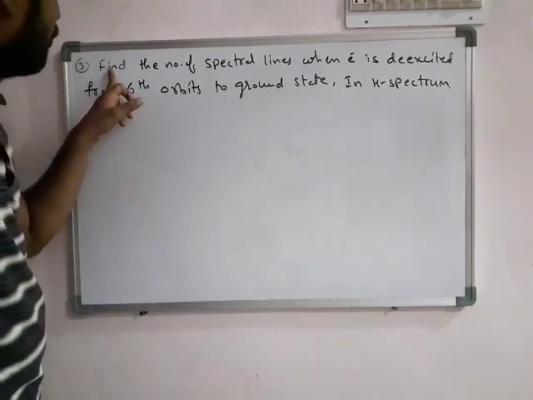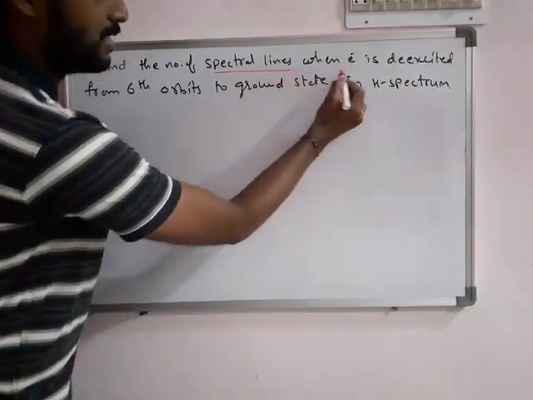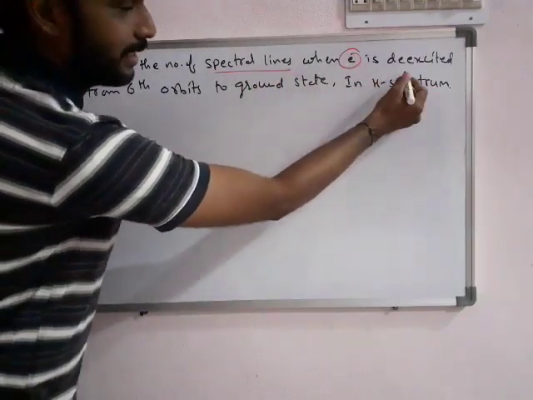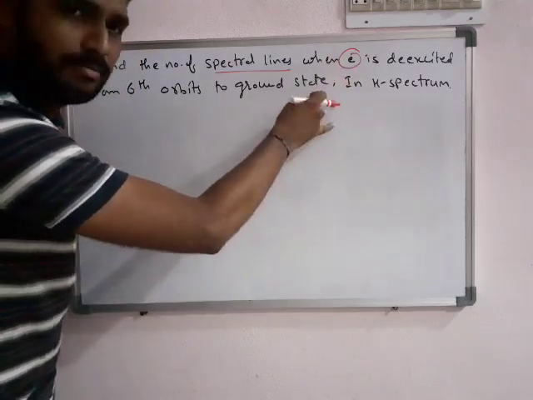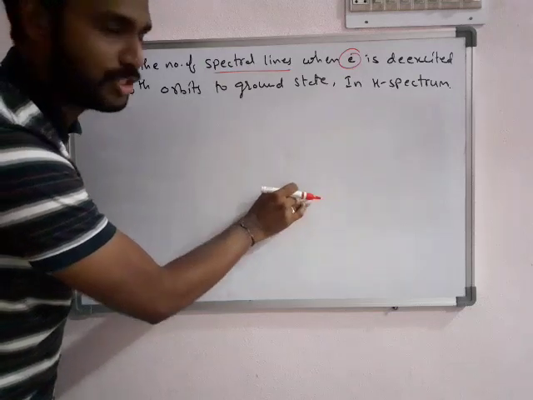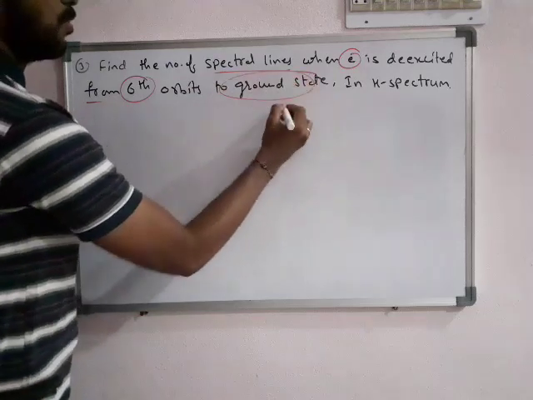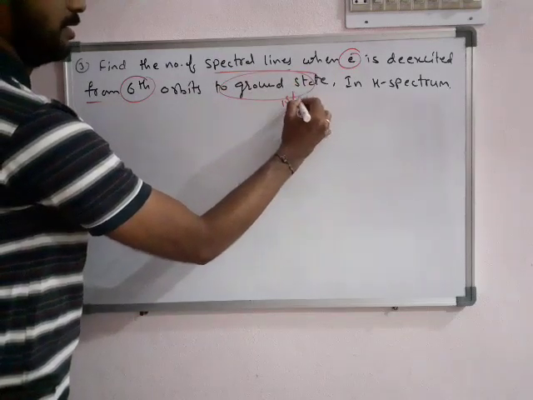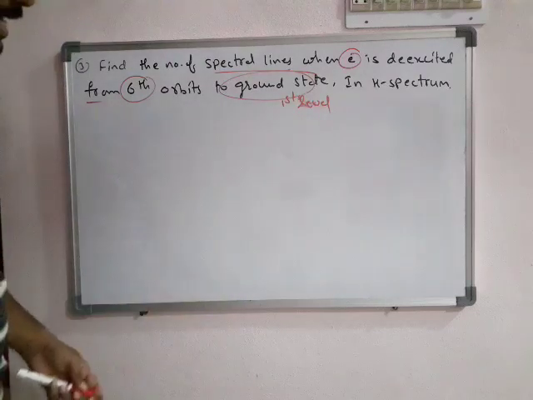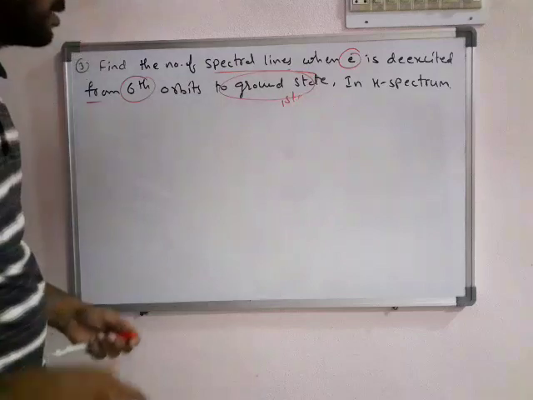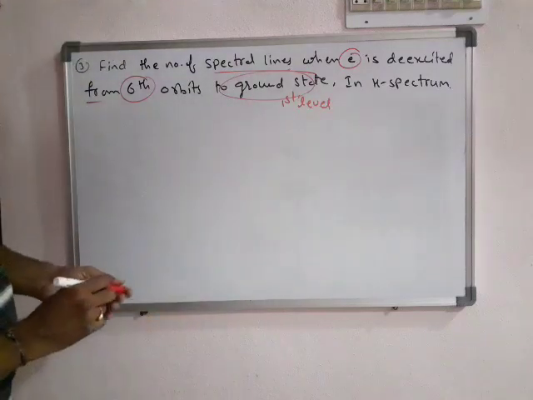See, find the number of spectral lines when an electron is de-excited. De-excited means returning back: de-excitation happens from a higher excited level to a lower level. De-excited from 6th orbit to ground state. Ground state means the first level. The electron is de-excited from 6th level to first level. Then how many spectral lines are formed?